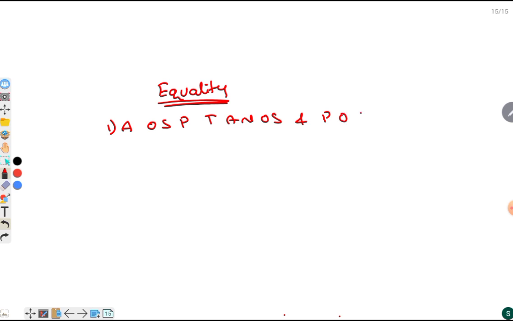Now let us look at the keyword equality. Equality is the absence of special privilege to any section of society and the provision of adequate opportunities for all individuals without any discrimination. Equality is about equality of status and equality of opportunities.